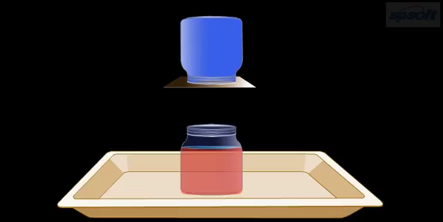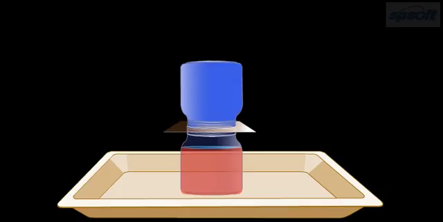Now, pick up the blue jar and carefully turn it straight upside down. You don't need to put your hand on the card. The water will hold the card in place. Put the upside down blue jar right on top of the red jar.